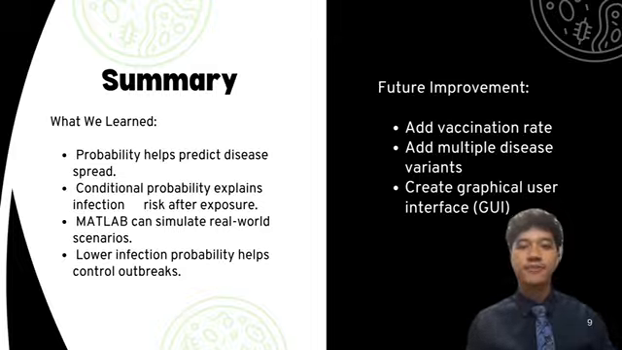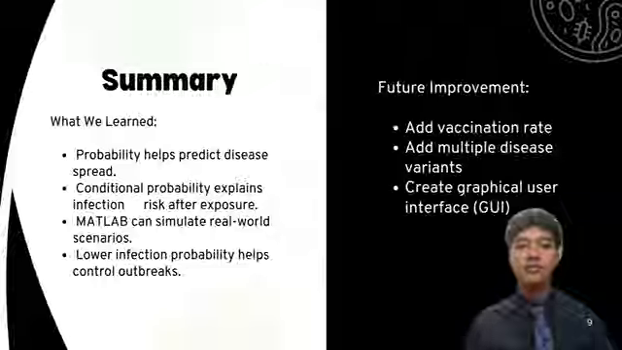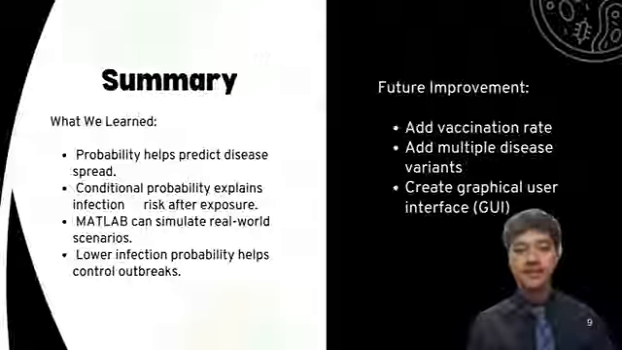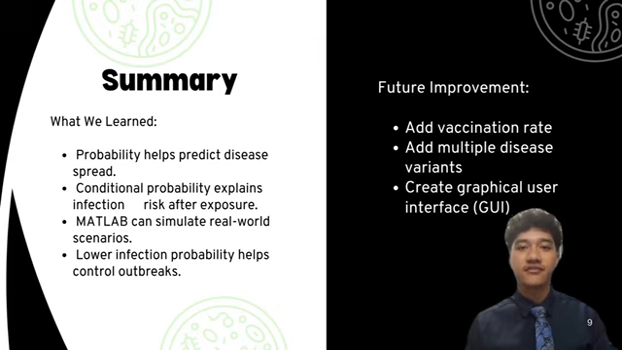Looking ahead, we want to expand this simulation with 3 key future improvements. Firstly, we plan to factor in a vaccination rate to see how immunity alters the curve. Secondly, we want to simulate multiple disease variants interacting at the same time. And lastly, we want to build a dedicated graphical user interface, also known as GUI, to make the tool interactive for everyday users.